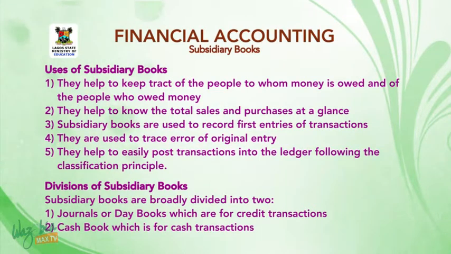Uses of subsidiary books. 1. They help to keep track of the people to whom money is owed and of the people who owe money. 2. They help to know the total sales and purchases at a glance. 3. Subsidiary books are used to record first entries of transactions. 4. They are used to trace error of original entry. 5. They help to easily post transactions into the ledger following the classification principle.